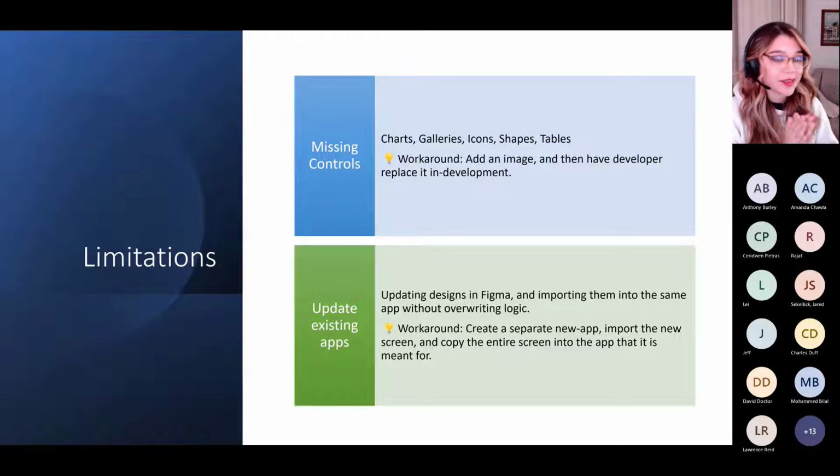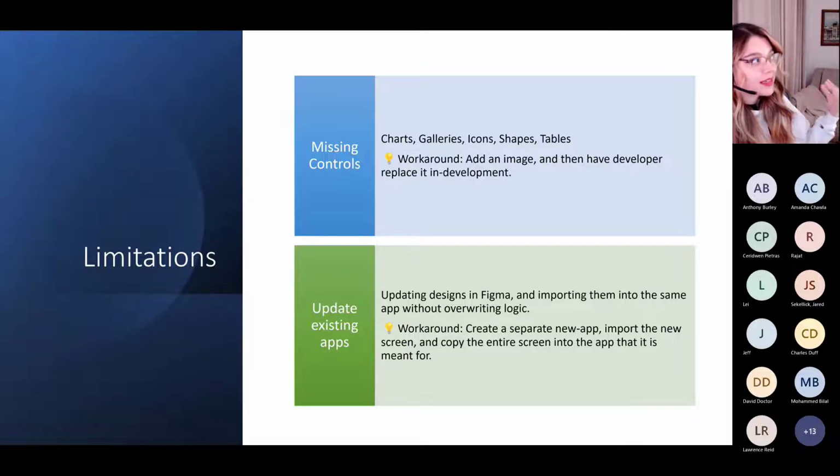And then the other one is Figma currently does not have the ability to update existing apps, so it's very much design your app and then import it into a brand new Canvas app. So right now there's no functionality without overwriting some of the logic, which hopefully we'll get there one day because that'll be really cool. And one workaround that I thought about for this would be if you create a new screen or something that needs to go into an existing app, you can always create it in Figma, import it into a brand new Canvas app, and then just copy and paste that screen over. It's not perfect, but it works, at least for now. So it's just something to be aware of.